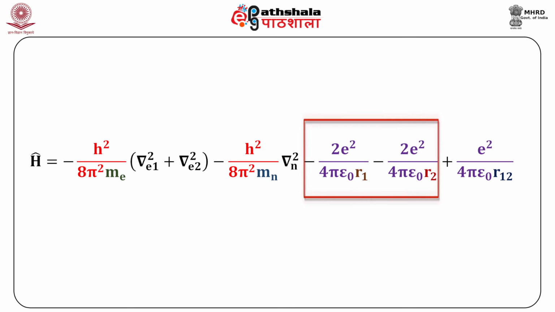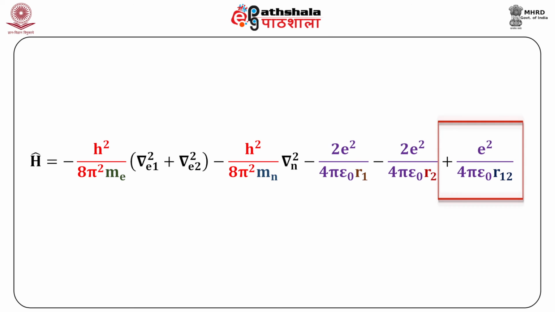And then we have two terms, minus 2e square upon 4 pi epsilon 0 r1 minus 2e square upon 4 pi epsilon 0 r2. These are the attraction terms. These basically represent the potential energy of attraction between the nucleus and electron 1, and second is the potential energy of attraction between the nucleus and electron 2.